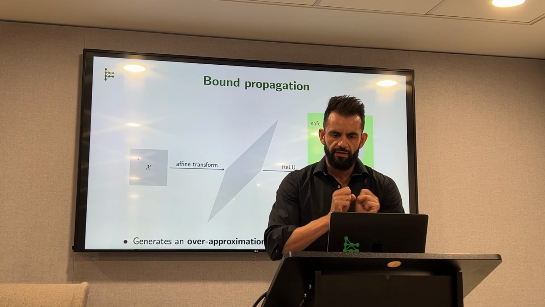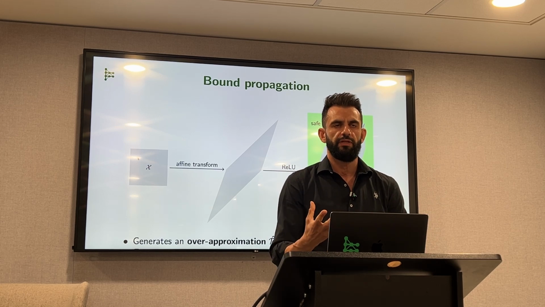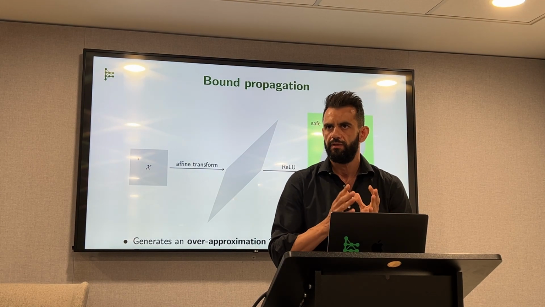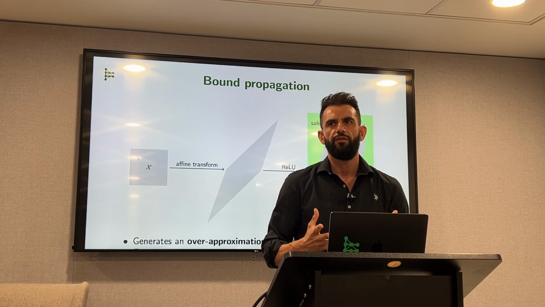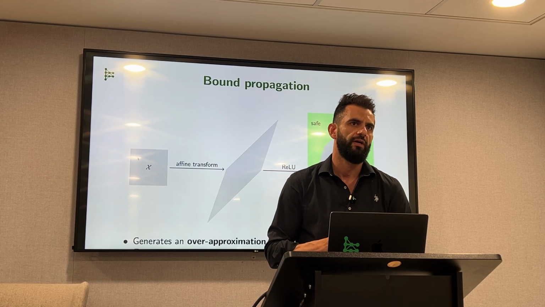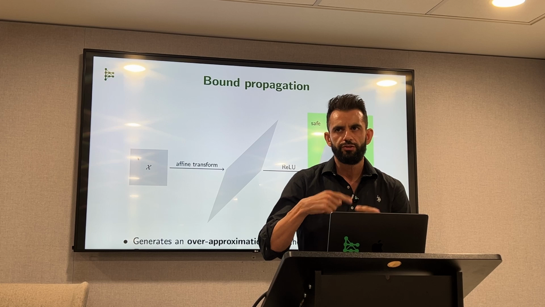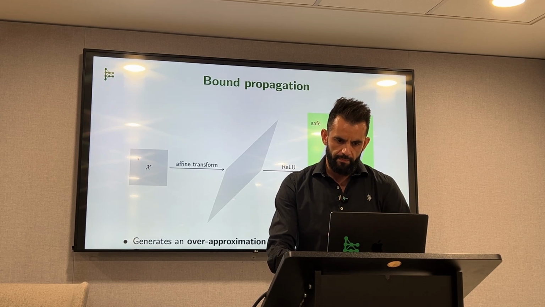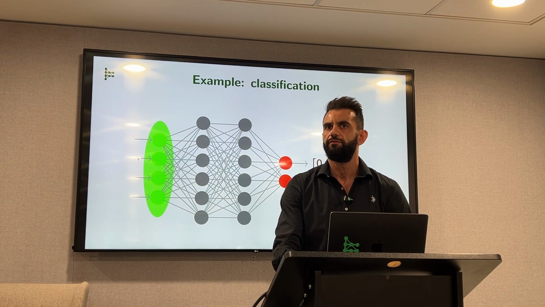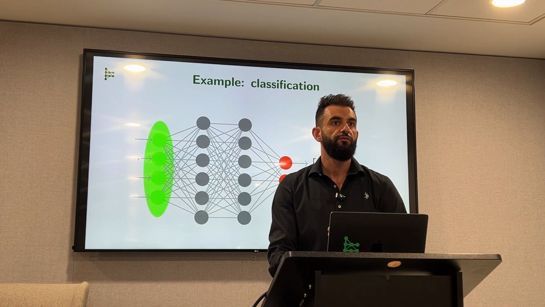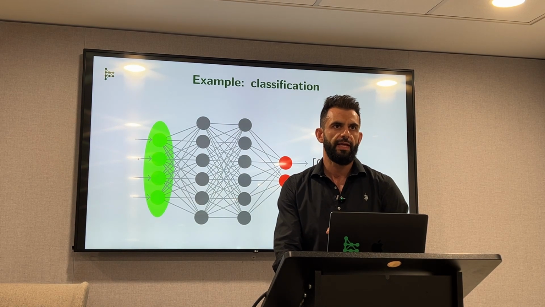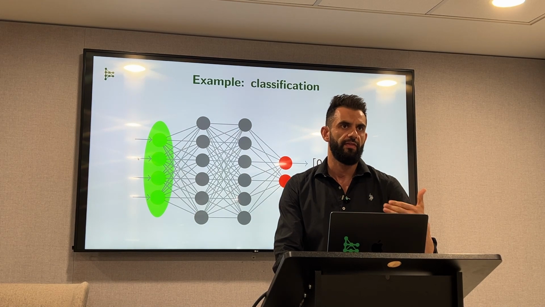Now, if the area defined by these bounds is entirely contained within the area of what we consider to be safe, then we can conclude that the model is provably robust. Otherwise, we simply don't know, and we need to refine the approximation some way. I will talk about these ways later in the talk. To give a simple example for a classification task, if we found that the lower bound for the true class of the input is above the upper bounds for all the other classes, then we can conclude that the classification is provably robust.